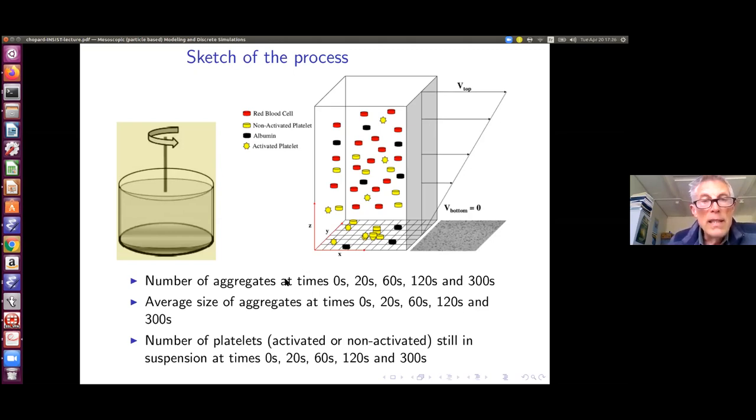So what else he could do is to measure as a function of time how many aggregates we have, what their size is, and he did that for all this time interval. So experimentally, that was quite a lot of work. But then it was enough data to compare to the simulation, to the model.